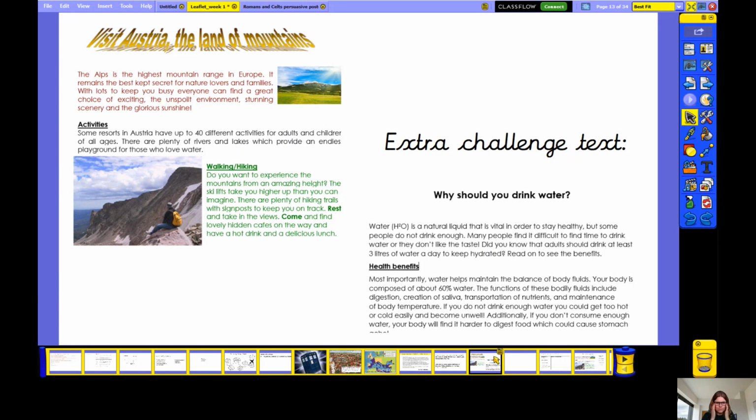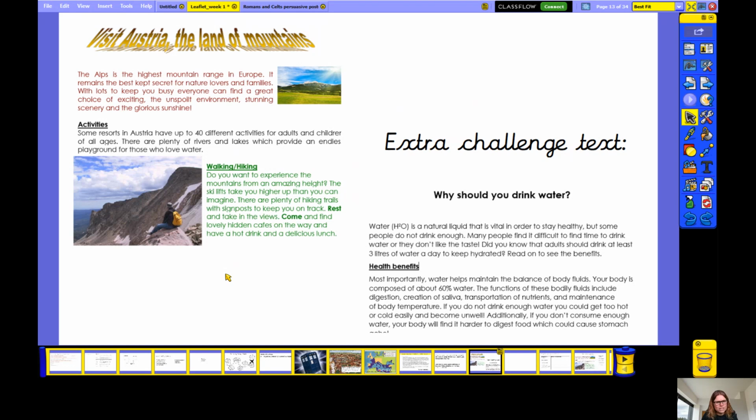Now, I've got here 2 examples of persuasive leaflets. They've got nothing to do with the Romans, but they are still persuasive leaflets, and we can find the kind of writing features in them to help us. Now, all of you will be reading this one about the Austrian Alps. Some of you want a bit of an extra challenge this week. You could read this one, Why You Should Drink Water. So some people should read both texts, but others will just be reading this one.